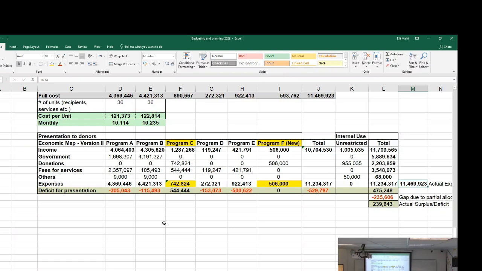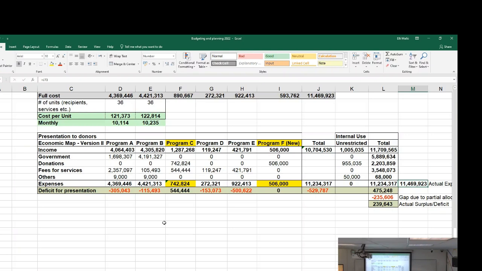So let's start with program C. Program C, I have an agreement with the donor that the direct cost of the program will not exceed the donation. The rest, the fees for services, the donor doesn't care. But I cannot present cost which is higher than the 742 because I cannot come to other donors and tell them, give me money, but it's purely for overhead. To remind you, the direct cost of the program is 742.